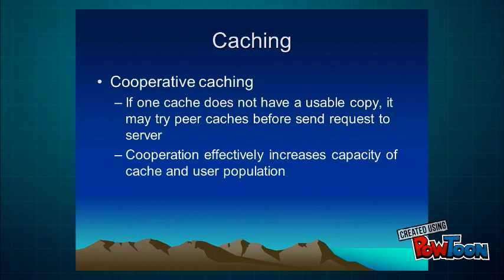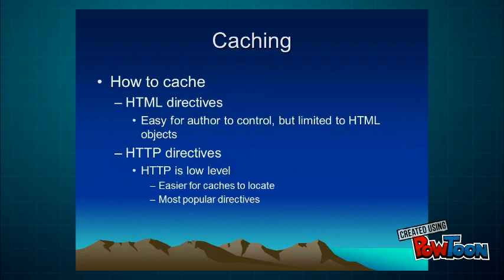Cooperative caches are also used when one cache doesn't have a suitable copy, and such cooperation effectively increases the capacity of cache and the user population. The next is about how to cache.